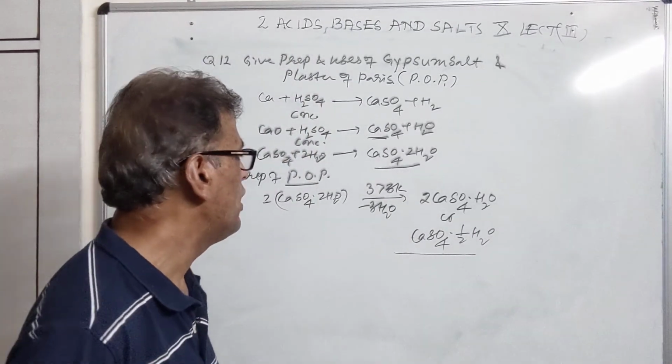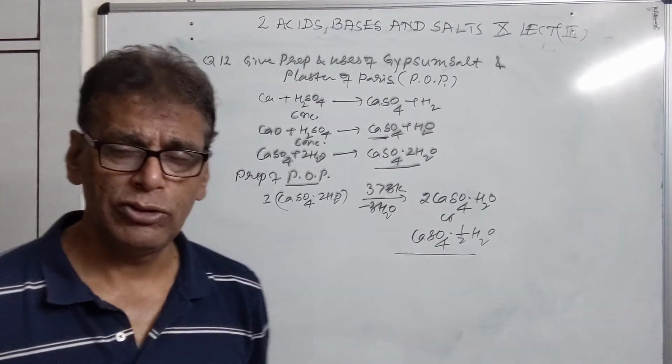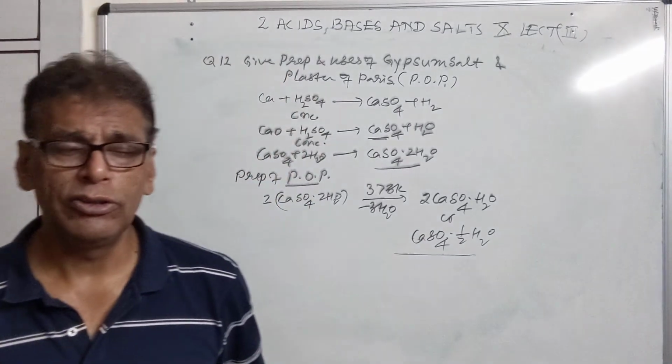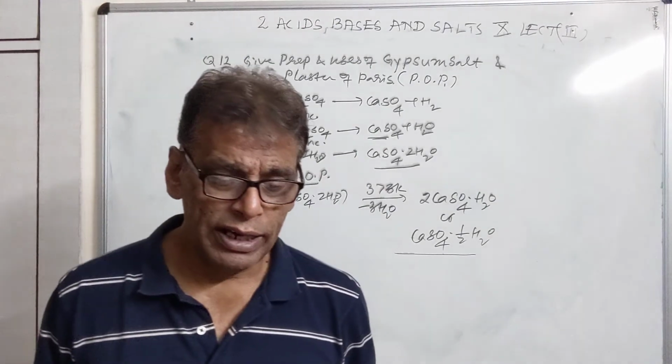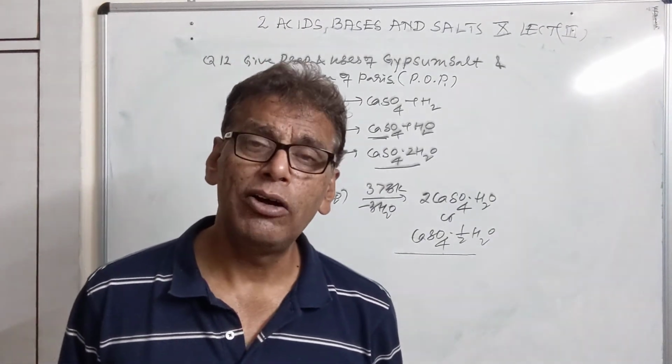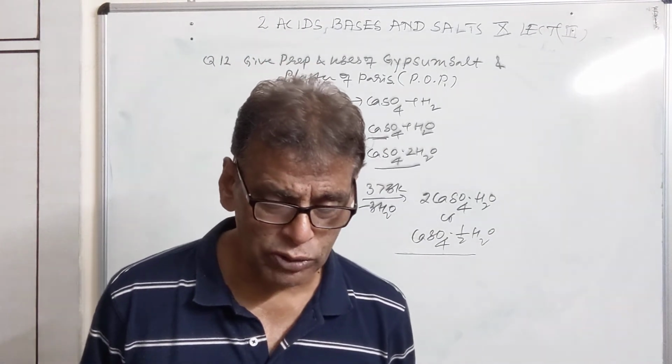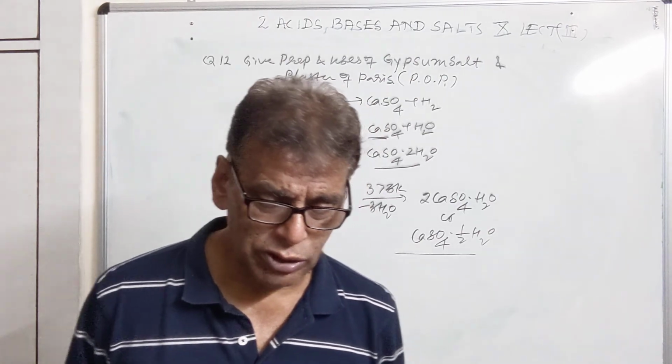Then we have POP, plaster of Paris. It is used in making statues. It is used in the preparation of chalk. It is used as a plaster for repairing broken bones. So these are the uses of POP.